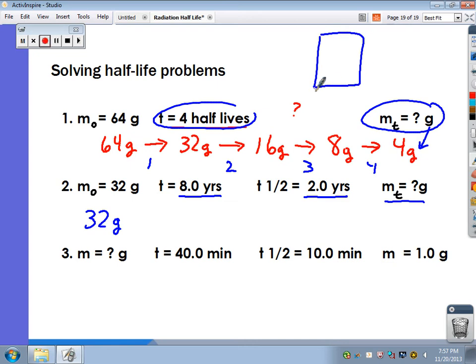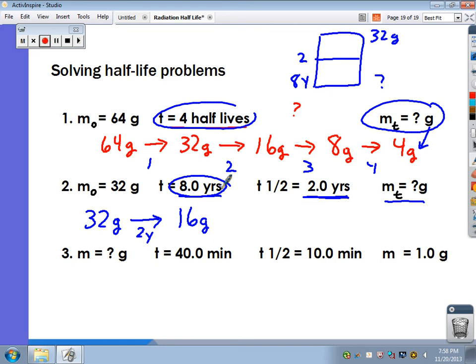I don't know my original, I don't know this right here. So I know I have 32 grams. I know that 8 years total went by. I know that half-life is 2 years. So the time it takes to cut 32 grams in half is 2 years. So when 2 years go by, how much do I have left? 16 grams. I need to make it so that I don't have 2 years, I need to get to 8.